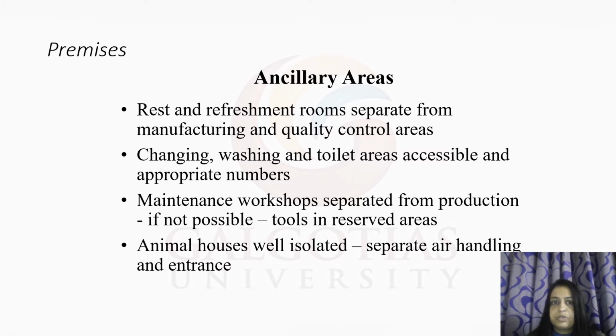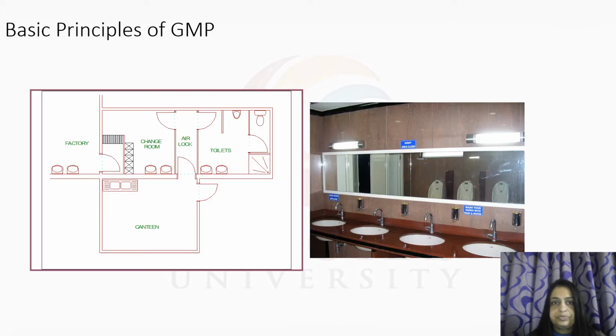They must be separate from the manufacturing and quality control areas. Changing, washing and toilet areas must be accessible and appropriate in number. Then maintenance workshops should be separated from production. If not possible, tools should be kept in reserved areas. The animal house must be well isolated, with separate air handling and entrance.